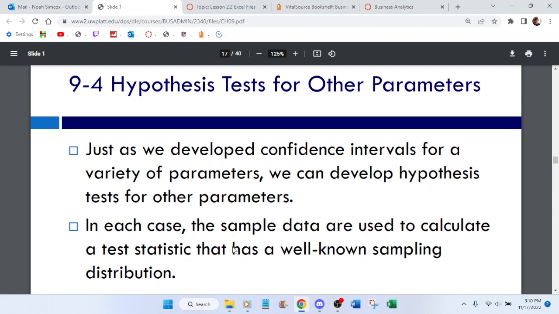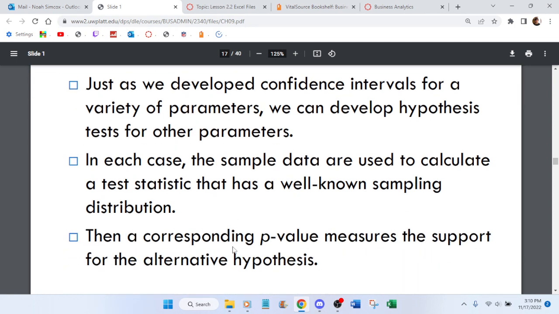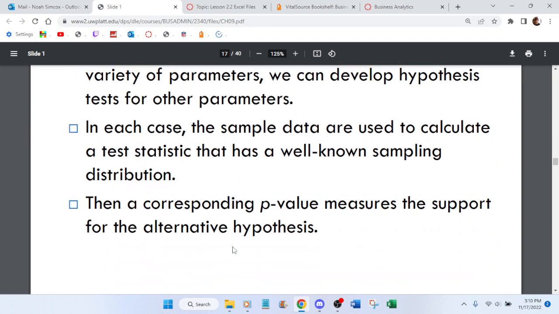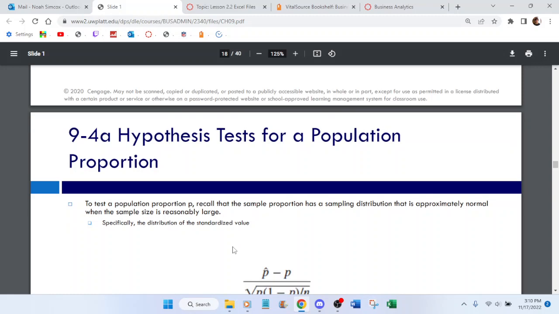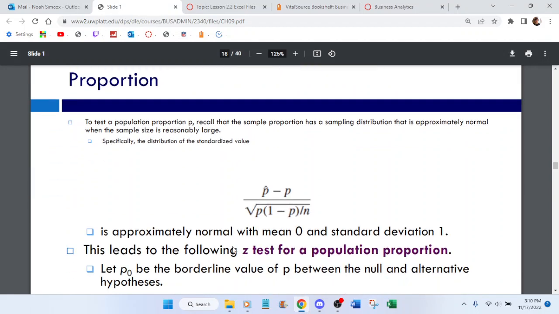Just as we developed confidence intervals for a variety of parameters, we develop hypothesis tests for other parameters. In each case, the sample data are used to calculate a test statistic that has a well-known sampling distribution. Then a corresponding p-value measures the support for the alternative hypothesis. Hypothesis tests for a population proportion.